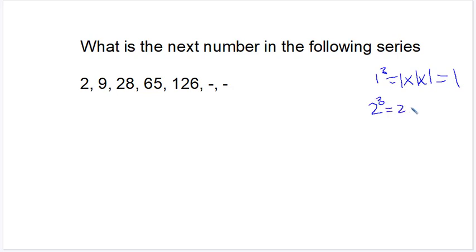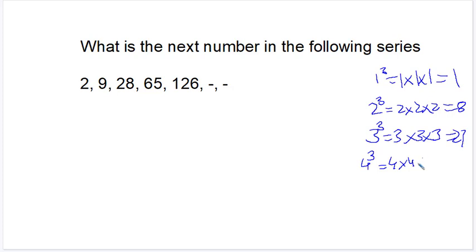is 2 times 2, 4, 4 twos are 8. 3 cube, 3 threes are 9, 9 threes are 27. 4 cube, 4 fours are 16, 16 fours are 64.